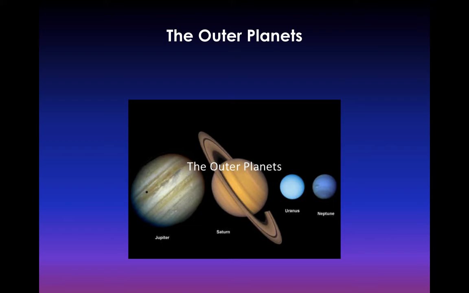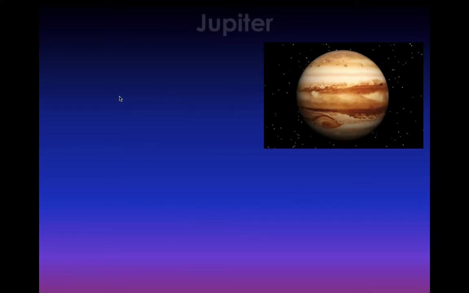All right, now we're going to talk about the outer planets, which include Jupiter, Saturn, Uranus, and Neptune. We also include Pluto in this, and we'll get to that at the very end. So there's a big question whether or not Pluto is a planet. We're going to solve that today.